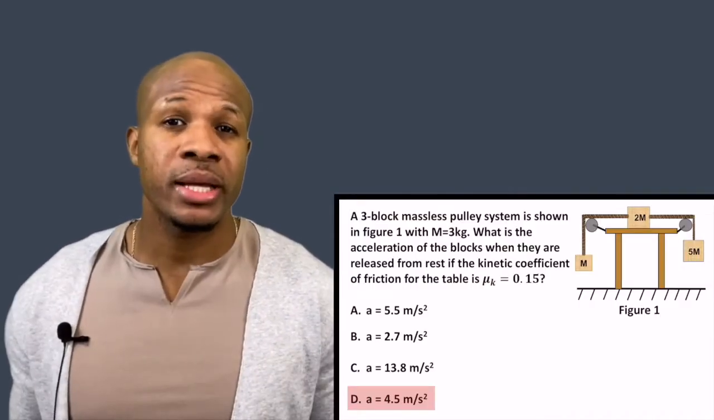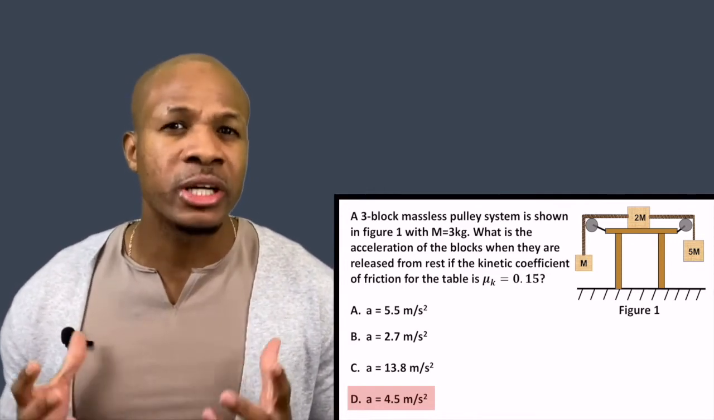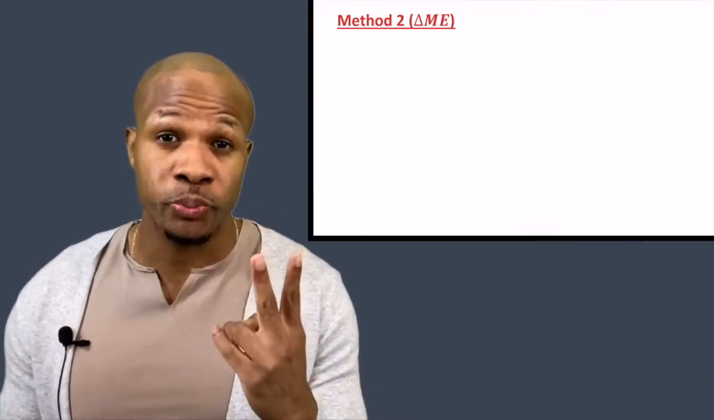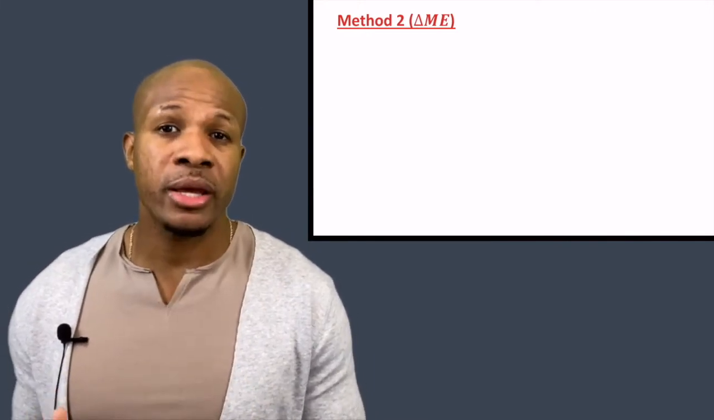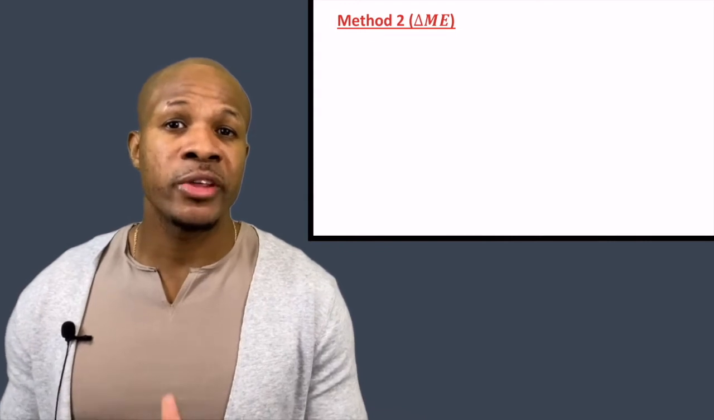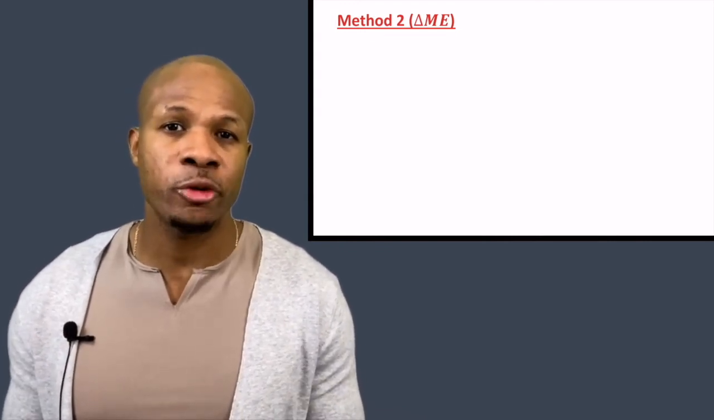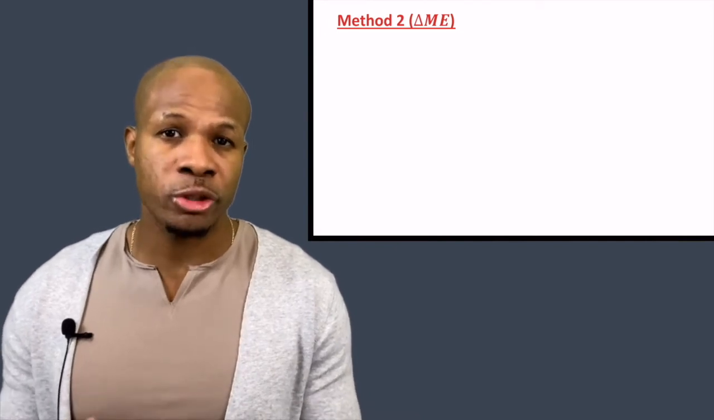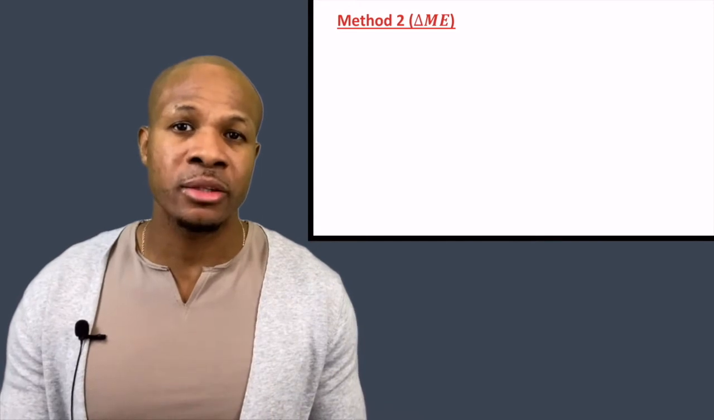So we already know the answer is going to be answer choice D, but we're not just looking for answers, right? We're looking for understanding. So let's move on to method 2. For method 2, we're going to analyze the mechanical energy of the system. Mechanical energy will only change if there are non-conservative forces acting on the system. We already saw that the two main forces acting on our system were the force of gravity acting on the heavy block and the light block, and the frictional force acting on the block on the table.